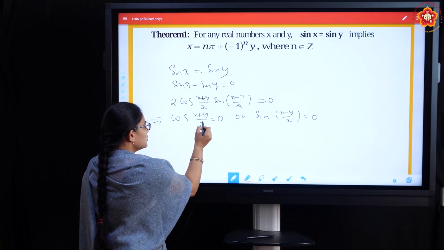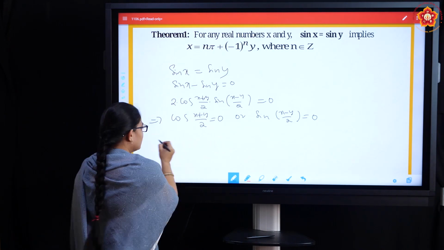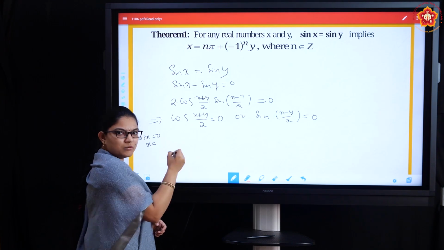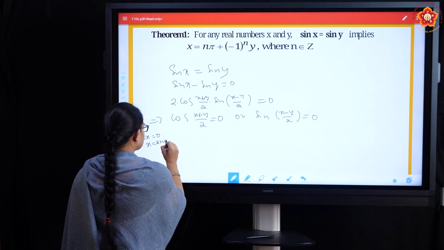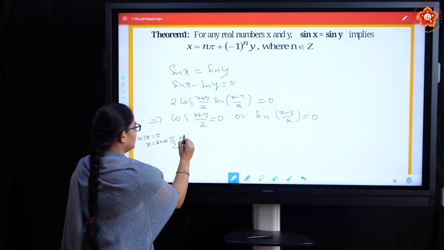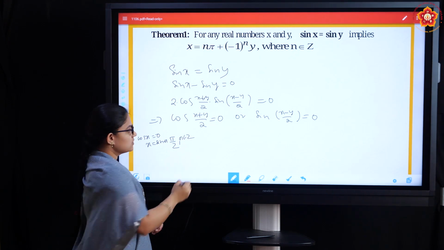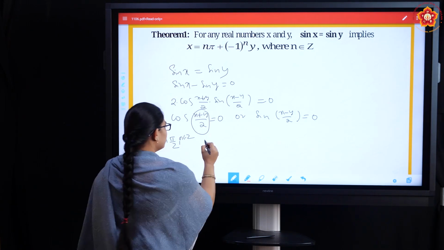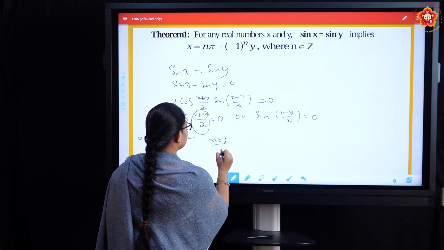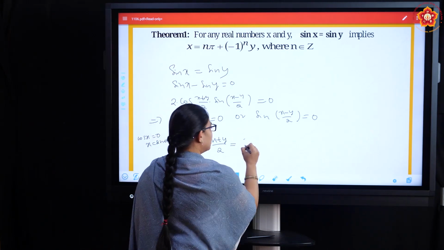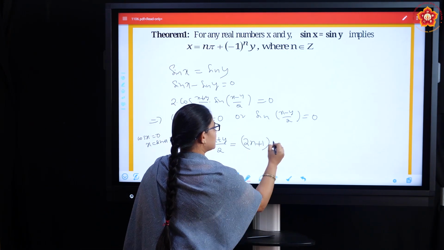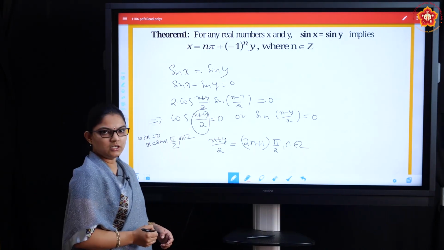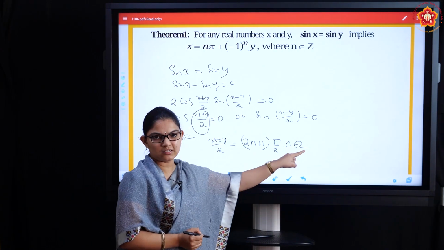So if cos of some angle equals 0, we know that cos x is equal to 0, which will imply x should be an odd multiple of pi by 2, that is (2n plus 1) pi by 2 for any n belongs to Z. So therefore we can say here the angle is (x plus y)/2. So we have (x plus y)/2 should be equal to an odd multiple of pi by 2, that is (2n plus 1) pi by 2 for some n in Z.